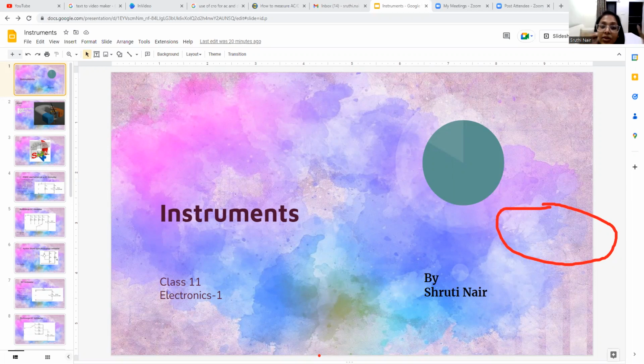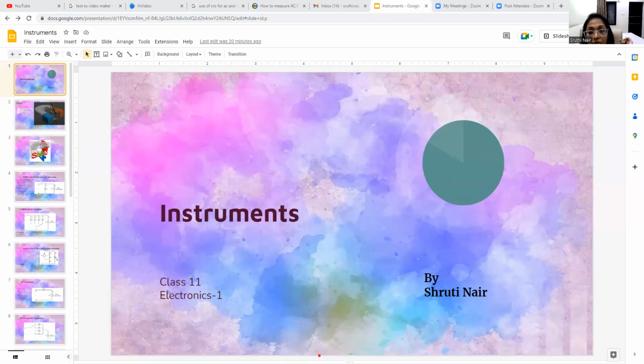So automatically, VP or VRMS, remember only one relation. Then if I want VRMS, I will take √2 to the other side; if I want VP, I will take √2 to this side. Okay, so whatever you feel is easy, you can remember it. And what is the value of √2? It is 1.414.